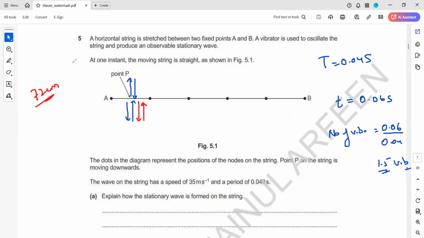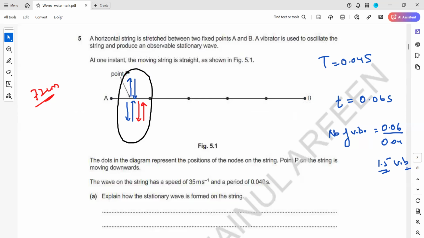So if this total distance is 72 centimeter, what is the amplitude? How will we work out the amplitude here? Amplitude is the maximum displacement. For the particle P in 0.06 second, we work out how much distance it covers. The total distance this particle covered is 72 centimeter.